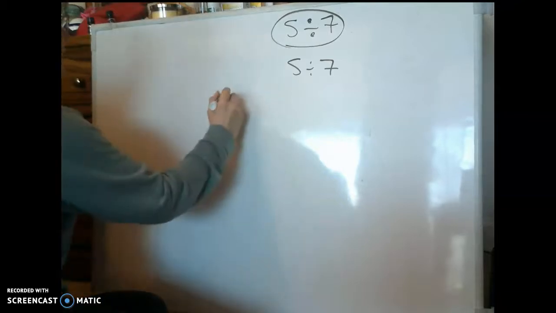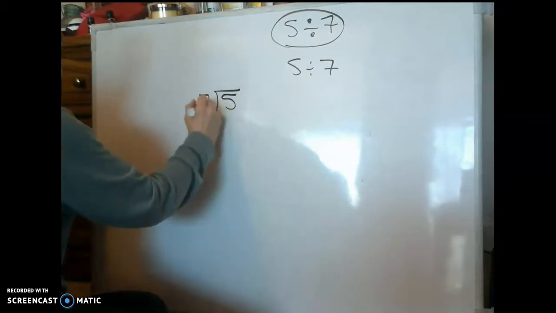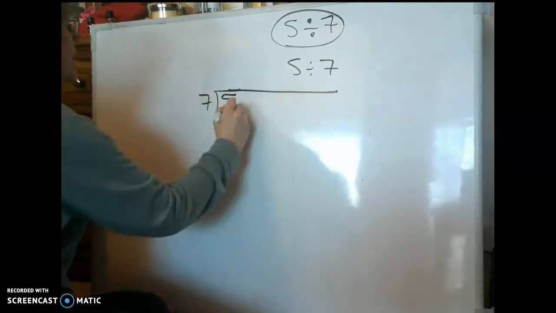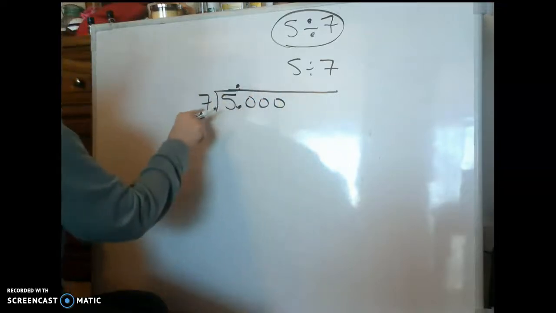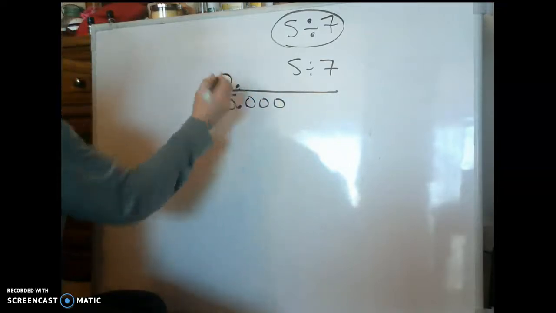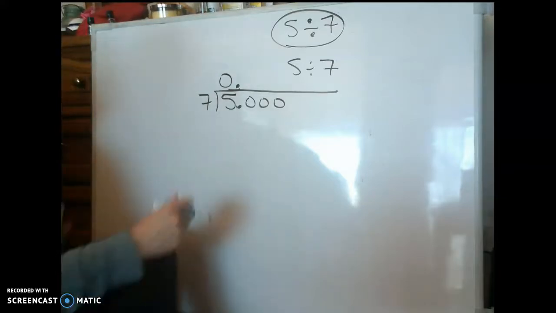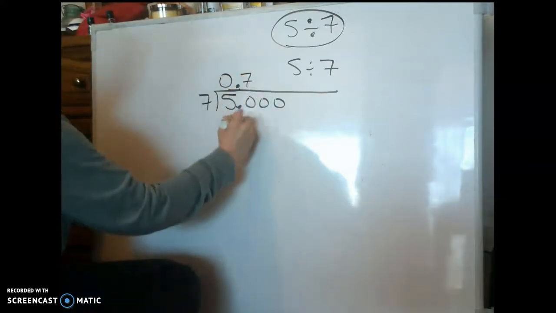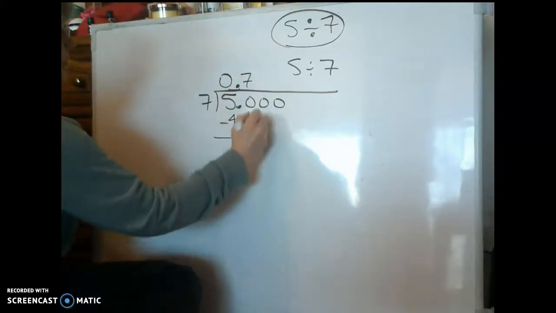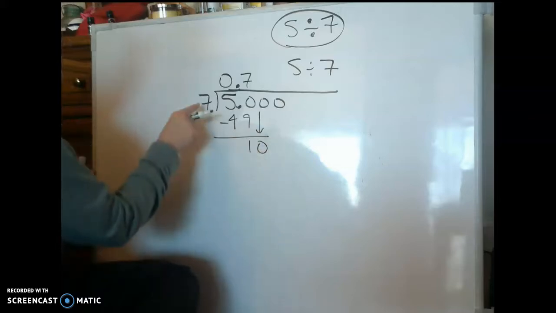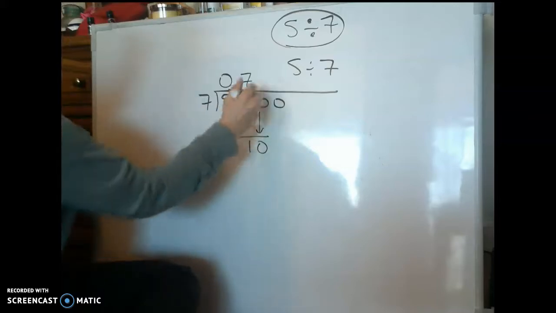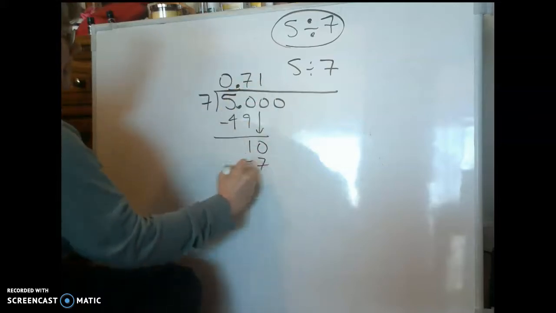First number always goes in your little house thing. 7 goes here. And so I'm going to put my 0 because I know I'm going to get a decimal here. All right, so 7 doesn't go into 5, so you can put 0 if you want, or just leave it. 7 goes in there, what? 7 is 49. Get a 1, bring down your 0 as a 10. 7 goes into 10, what? Once. And I get 3.